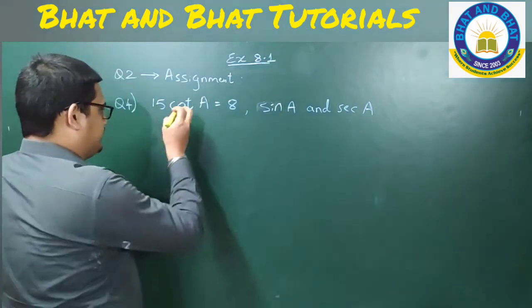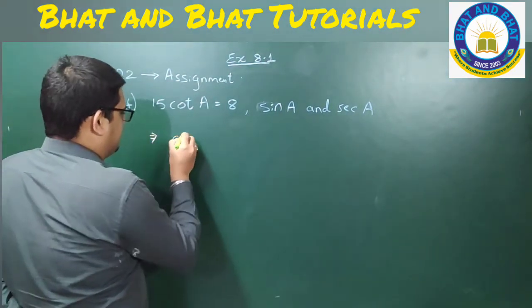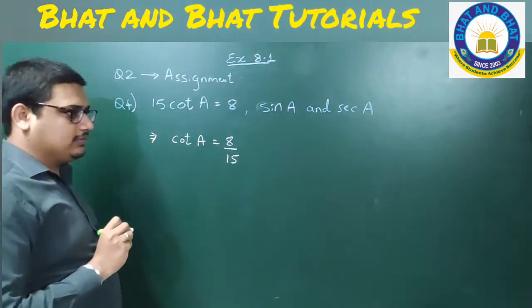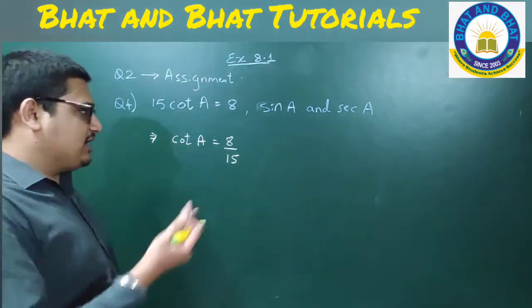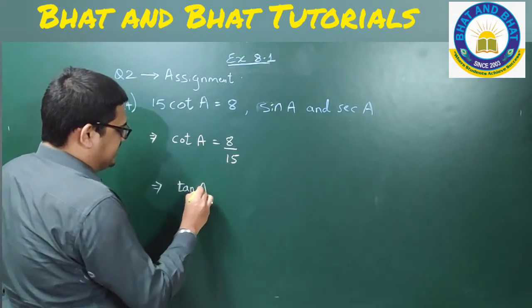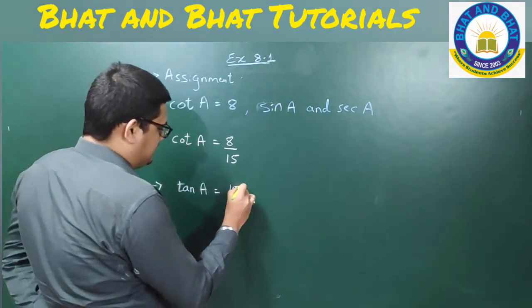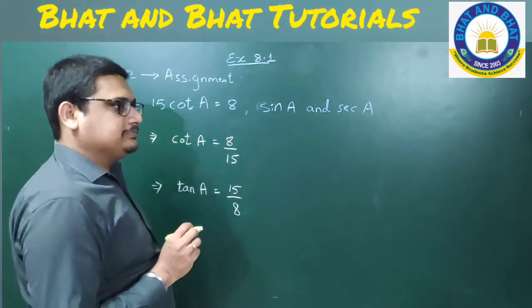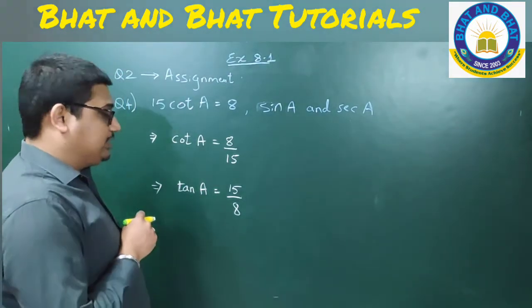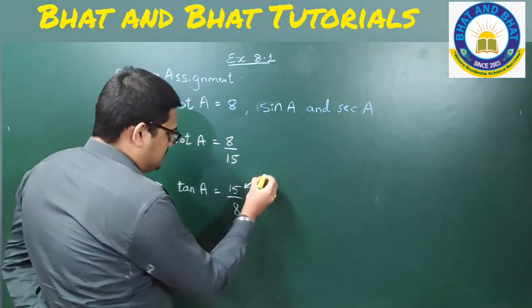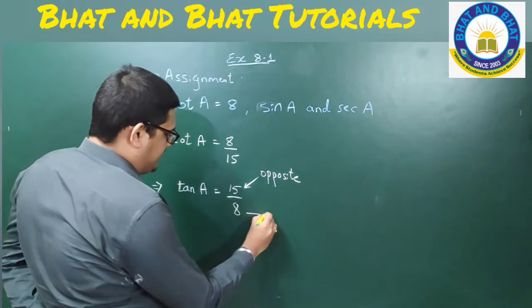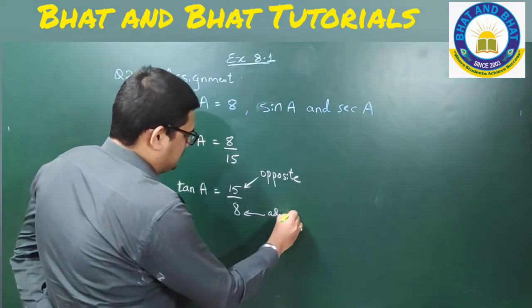So how do we do that? We just need to rearrange this. That is, 15 cot A can be written as cot A is equal to 8 by 15. Now for easy understanding, let's take the inverse of this. That is tan A. Tan A is 1 by cot A, which gives me 15 divided by 8. Any doubts in this? Tan A is 1 by cot A. Now by the definition of tan, this is nothing but opposite side to angle A divided by adjacent side to angle A.